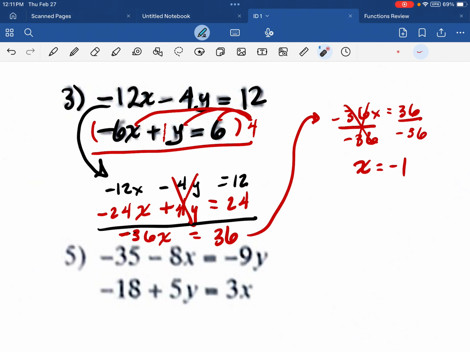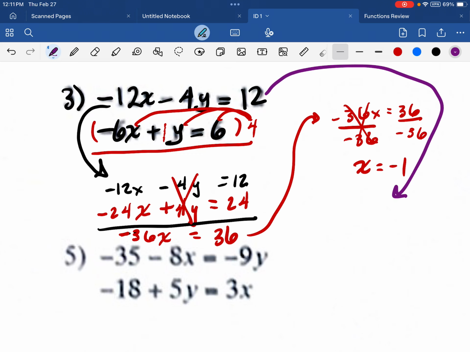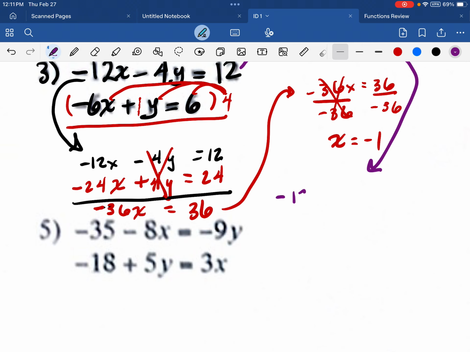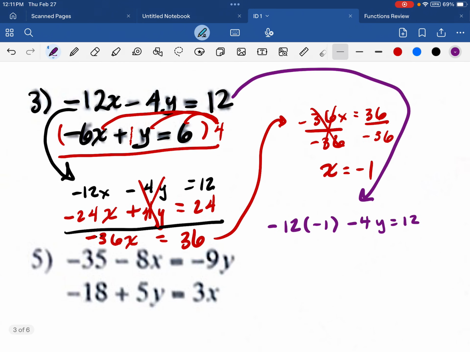So why don't I pick, and you can pick any equation you want. It does not matter. I think I'll probably pick the top equation, just for fun. So I'm going to rewrite it right here. Negative 12x, which I know is negative 1, minus 4y's equals 12. Okay, now negative 12 times negative 1, that's going to give me positive 12 minus 4y's equals 12.